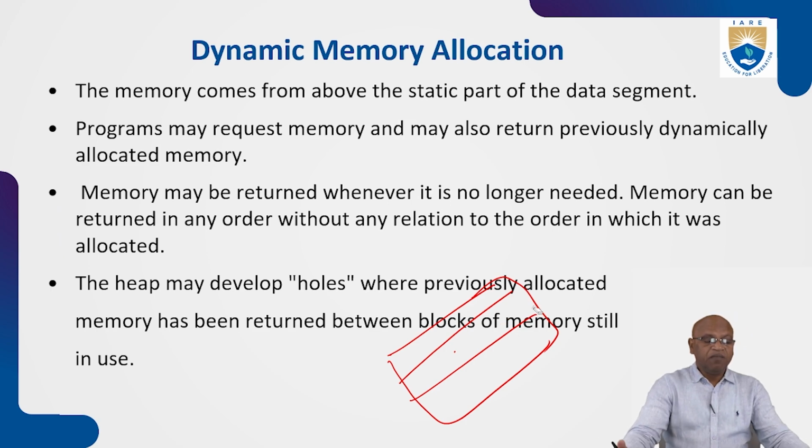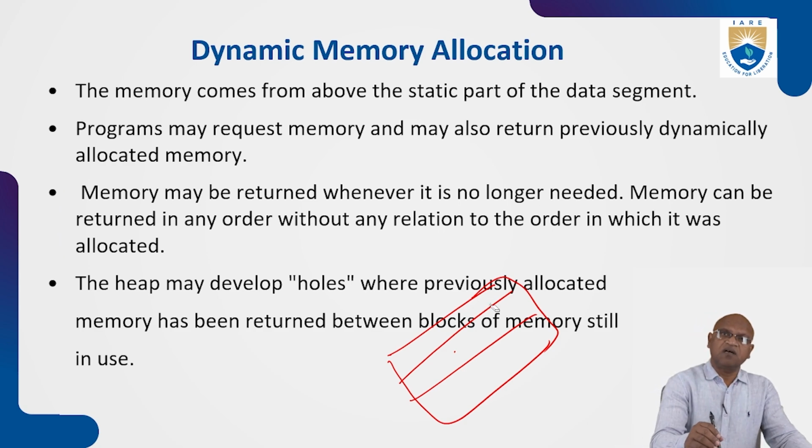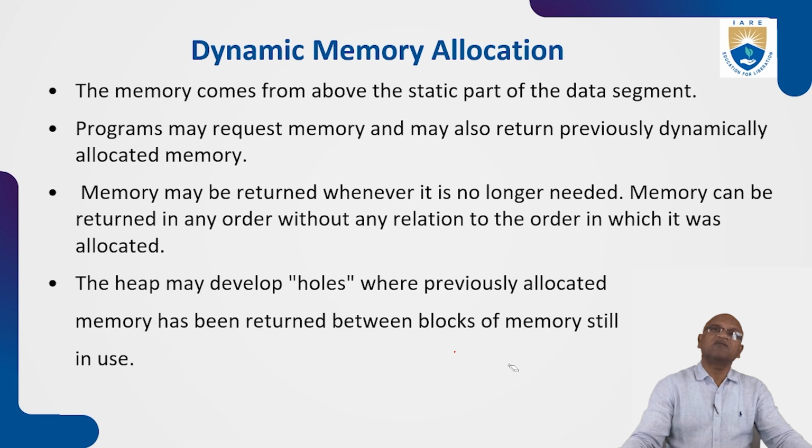Memory may be returned whenever it is no longer needed. Memory can be returned in any order without any relation to the order in which it was allocated. The heap may develop holes where previously allocated memory has been returned between blocks of memory still in use. For the method we allotted some memory to, when that method finishes executing, it returns that memory, handing it over to the OS.